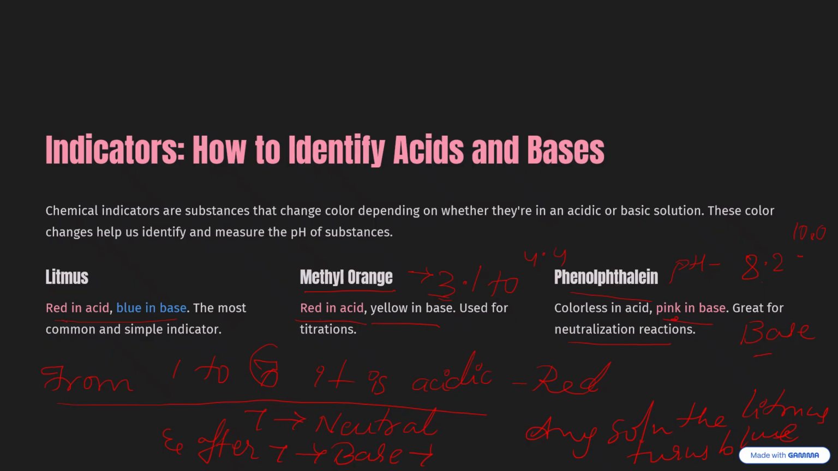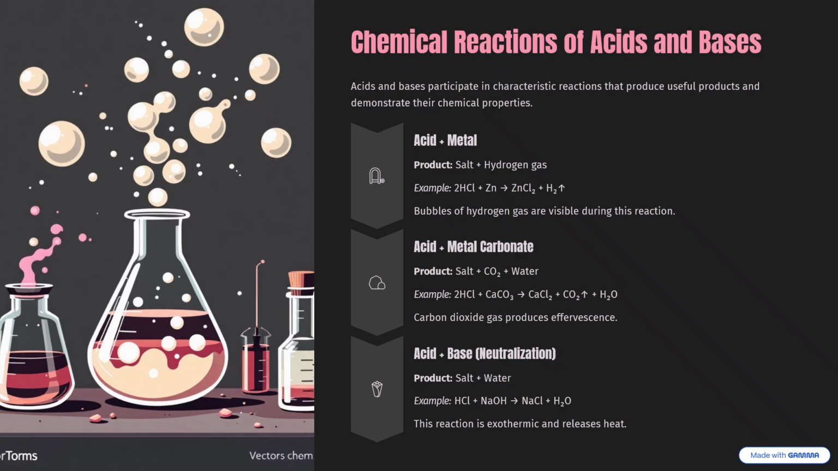Okay, next. Chemical reactions of acid and base. Acid and base participate in characteristic reactions that produce useful products and demonstrate their chemical properties. Acid and metal: this is your acid, 2HCl, and zinc is a metal. So it forms zinc chloride and hydrogen gas is released. The arrow indicates the release. Bubbles of hydrogen gas are visible during this reaction.